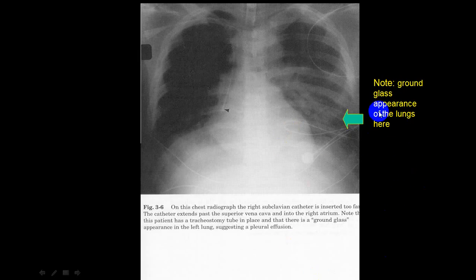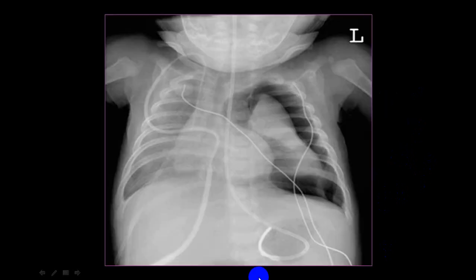Now, if you see a ground glass appearance in the lung, bilateral, think in terms of ARDS. This is collapse of the lung because of a pneumothorax. You can see one tube going right down below the diaphragm, and it is a big tube in the stomach. So this is a Ryle's tube, or we call it the nasogastric tube.